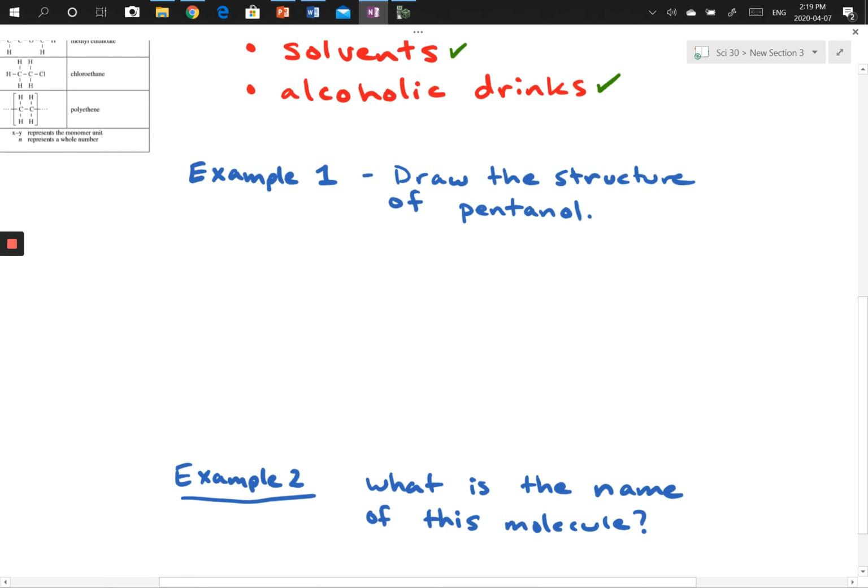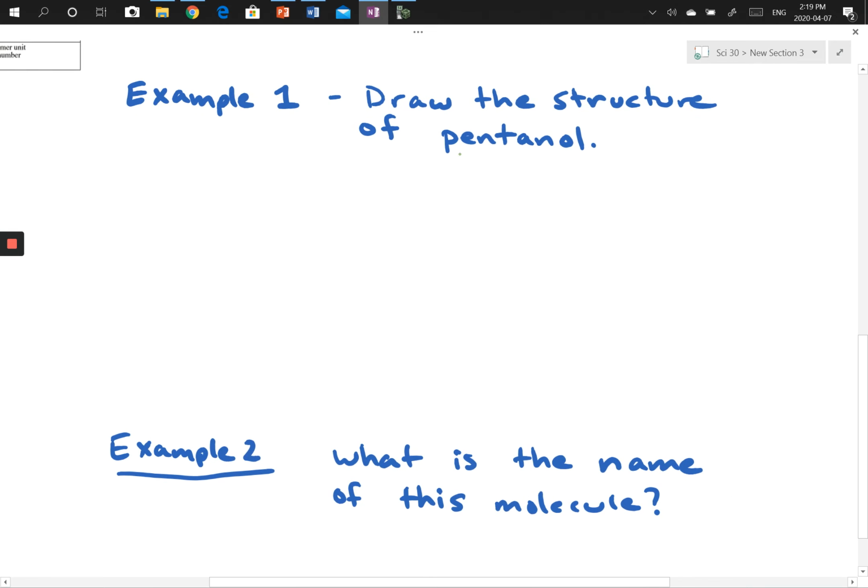So example one, draw the structure of pentanol. So first thing we've got to do is think about how many carbons "pent" is referring to. And some of you guys are probably pretty familiar with that. That's going to be a 5-carbon chain. So I'm going to take 5 carbons, put them together. 1, 2, 3, 4, 5. Okay. And on one of the ends here, I'm going to put an OH group.